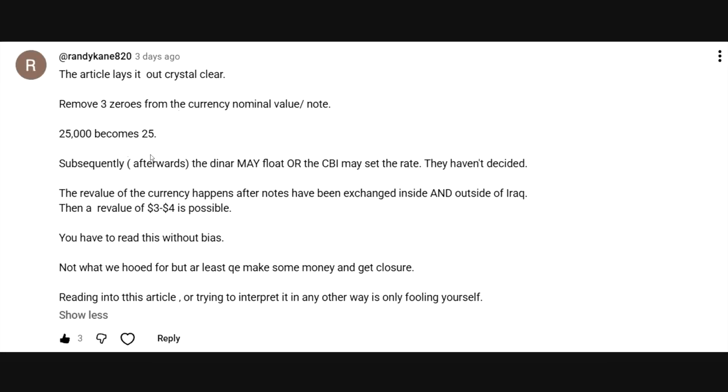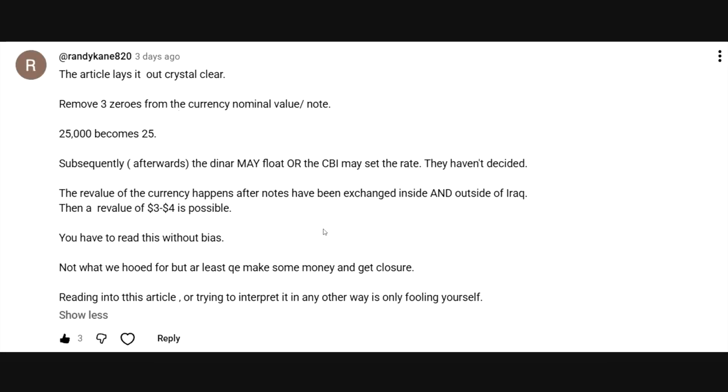25,000 becomes 25, yes. Subsequently, afterwards, the dinar may float or the CBI may set the rate. They haven't decided. The value of the currency happens after notes have been exchanged inside or outside of Iraq. The value of $3 or $4 is possible. Pay attention here. The value of the currency happens after notes have been exchanged inside and outside of Iraq. So it's going to happen inside and it's going to be different on the outside.